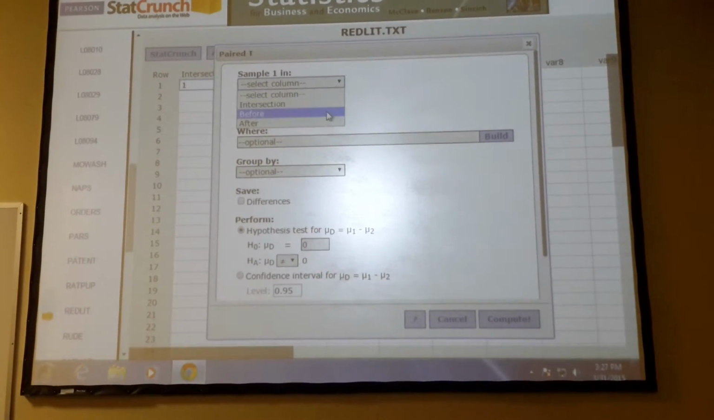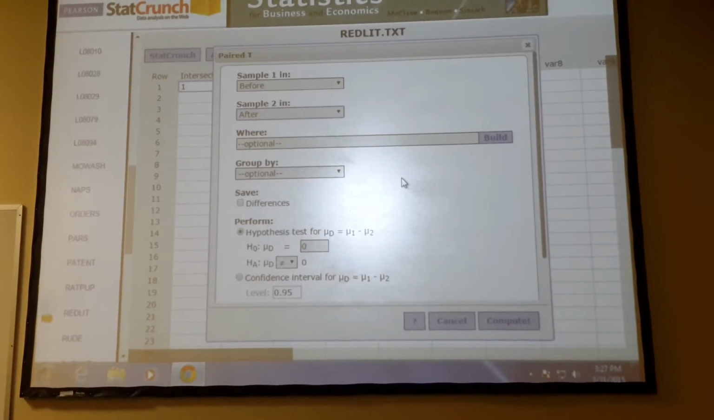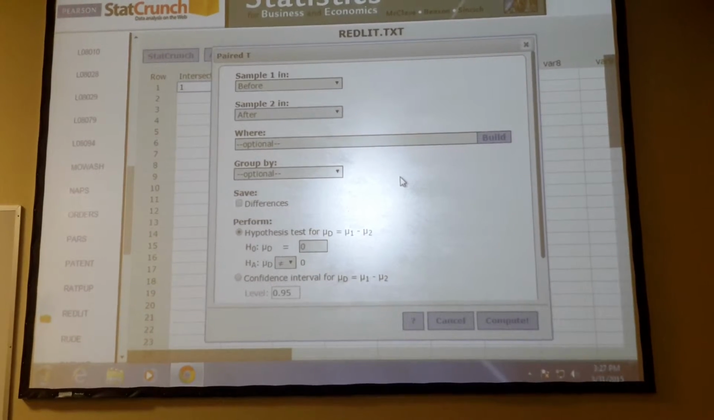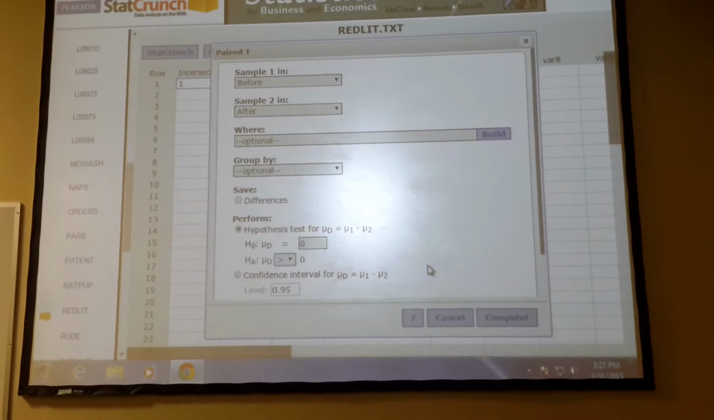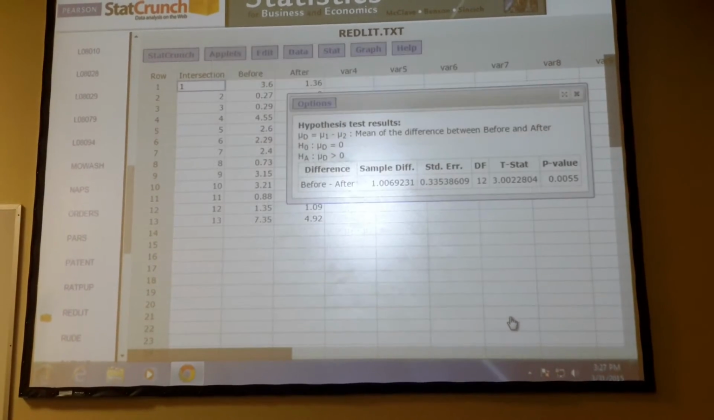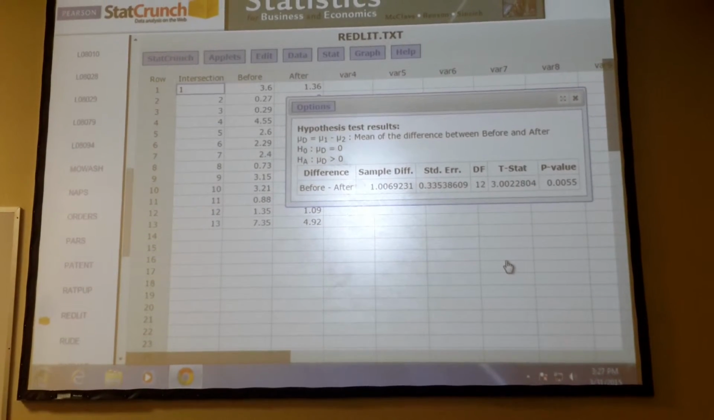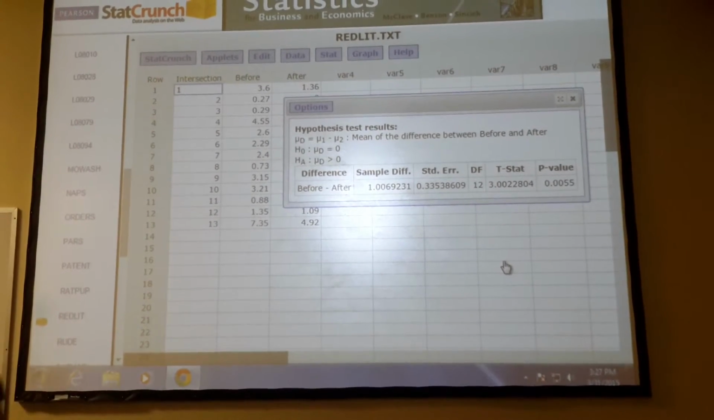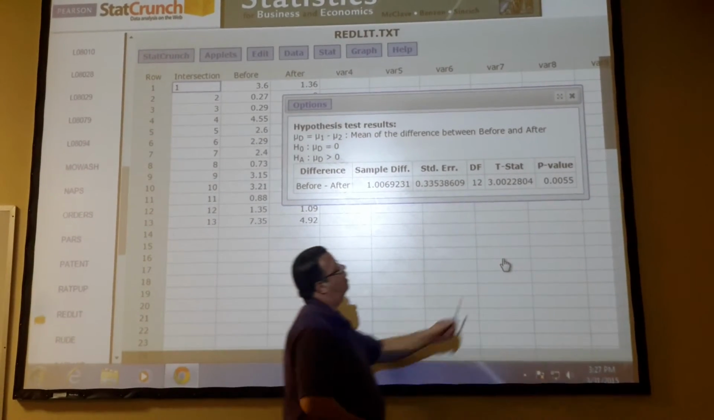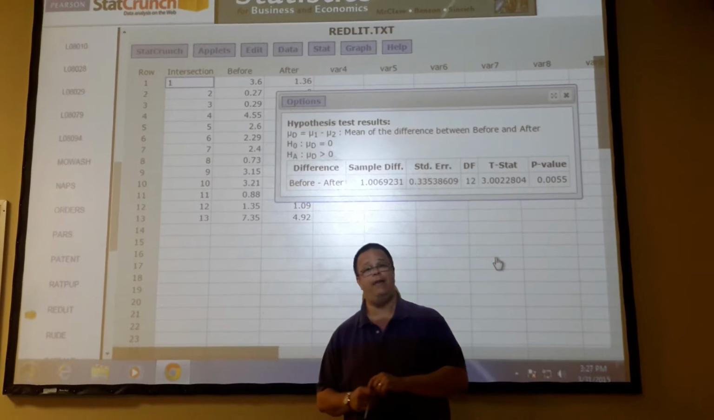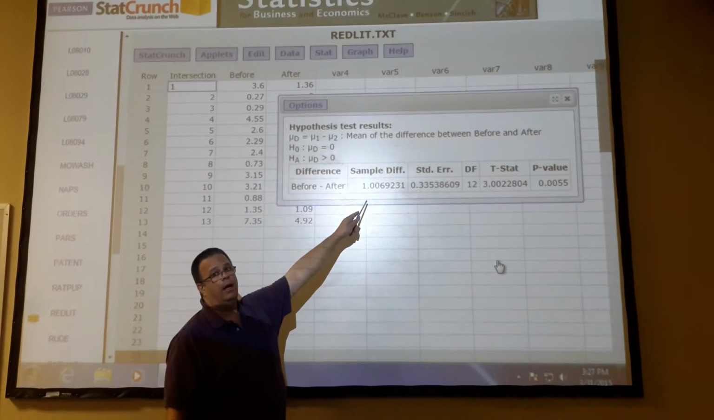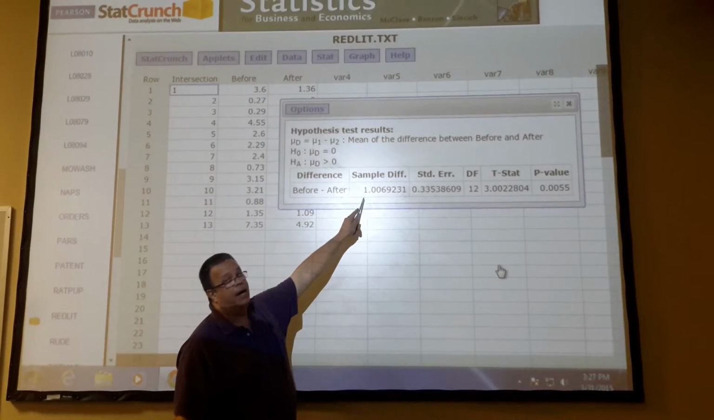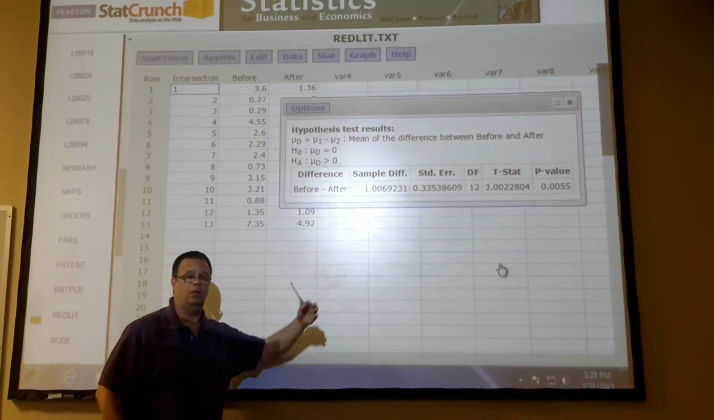Our sample 1 was in the before column. Sample 2 is after. We want to see if before there were more accidents, so the mean before should be greater than the mean after. So we're looking for greater than 0. We click compute, and here again we see that we can reject the null. We have a p-value of 0.0055, which is less than 0.05, and our sample difference tells us that the mean number of accidents was reduced by approximately 1 per intersection over that time period.